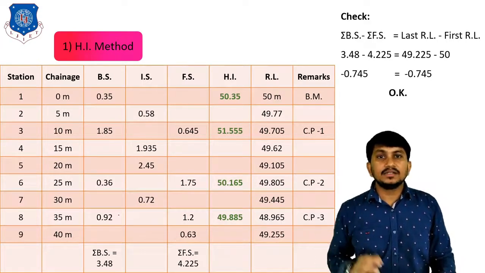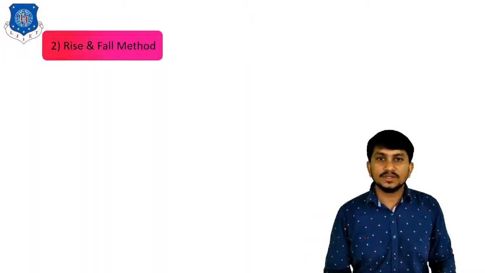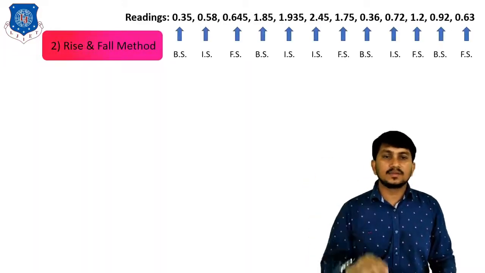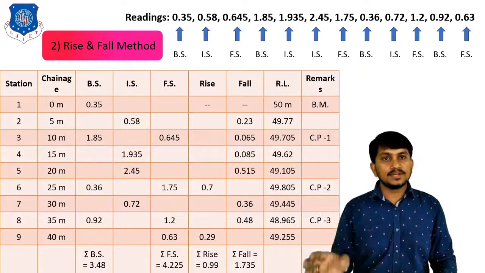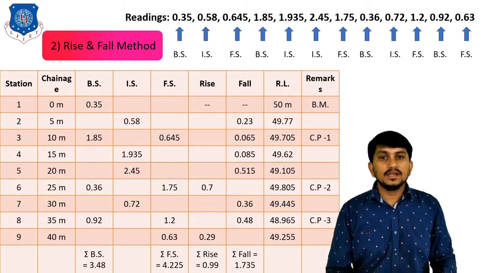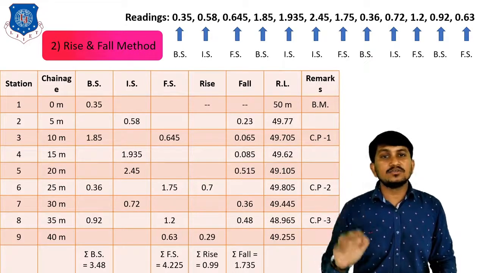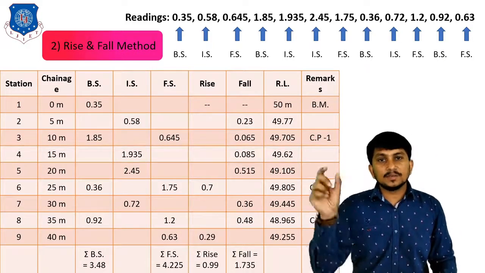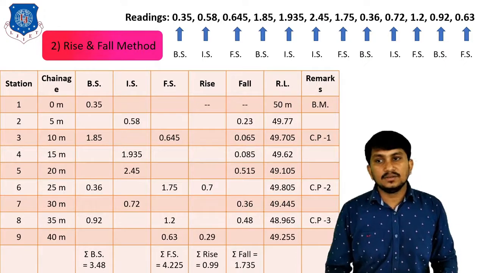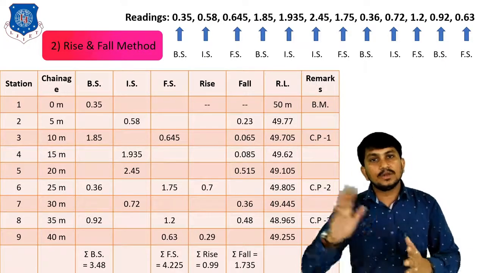Now we will calculate the RL of points using the rise and fall method. These are the readings. Using these readings we can prepare the page of the level book like this. Here there is one change: in the rise and fall method, HI cannot be calculated, so the HI column is missing. Instead of HI, two columns are added, which are rise and fall. This is a change from the previous method.